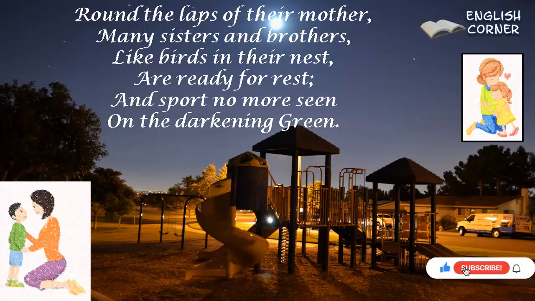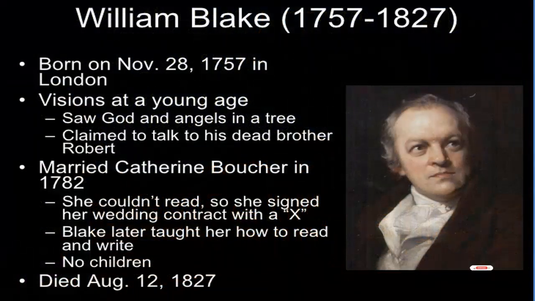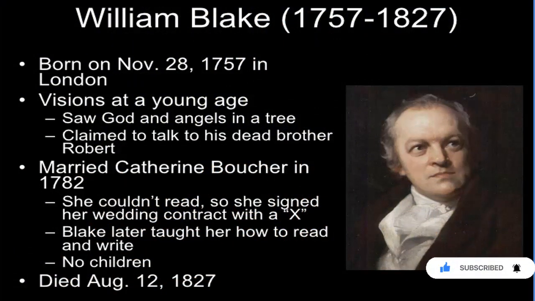Let's try to gain some knowledge about the poet of this poem, who is William Blake. He was born on 28th of November 1757 in London, and he was a great artist and a poet. He was married in 1782 to Catherine. He went to school for a few years. He left school when he was 10 years old, and his mother helped him in his studies. He was very interested in drawing as well.